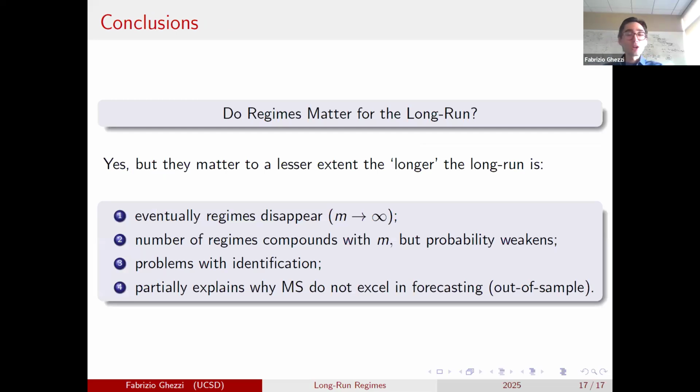Okay, and then to the conclusions. So do regimes matter for the long run? Well, the answer is yes, but to a lesser extent. And that also depends on how long the long run is, because I showed you that the long run can be 5 days, or it can be 800 years. So the key is what the frequency of your data is, and what you believe the data frequency of the DGP actually is.